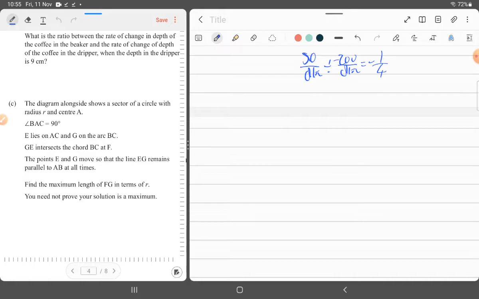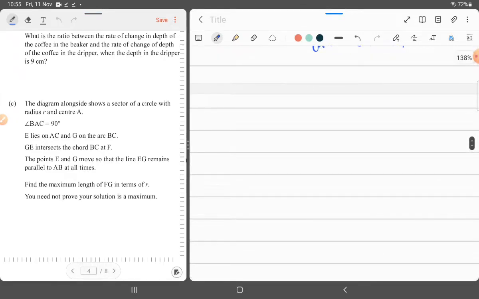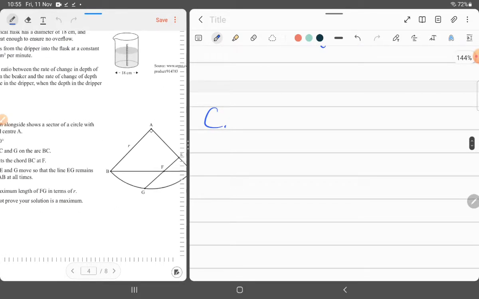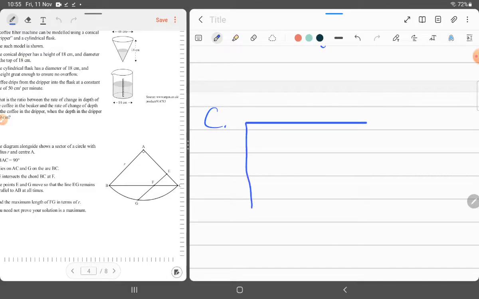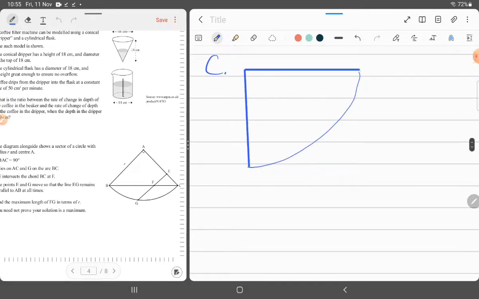I want to check with my resource sheet in my bag. Is it a typo? You need not prove your solution. You do not need to prove your solution is a maximum. See, so we can turn it on its side. Okay, so yeah, we can do it like this.